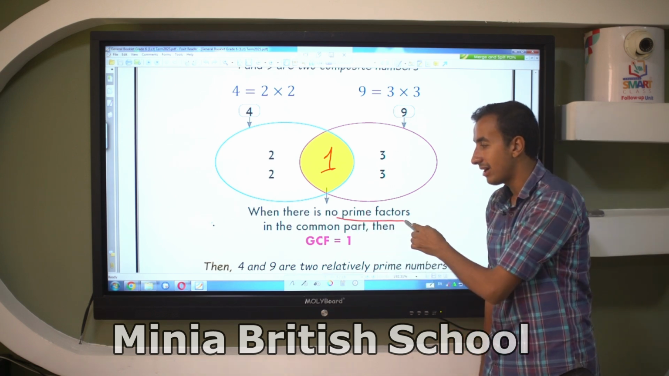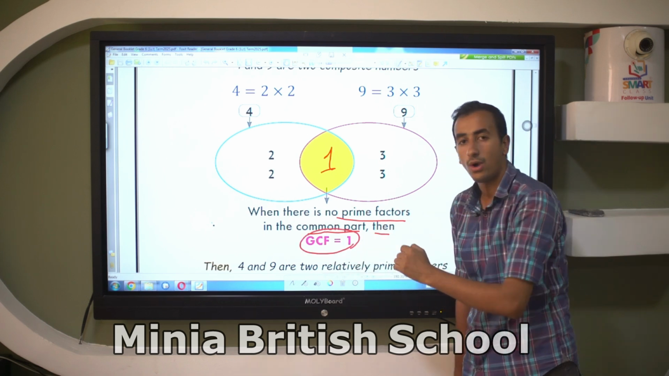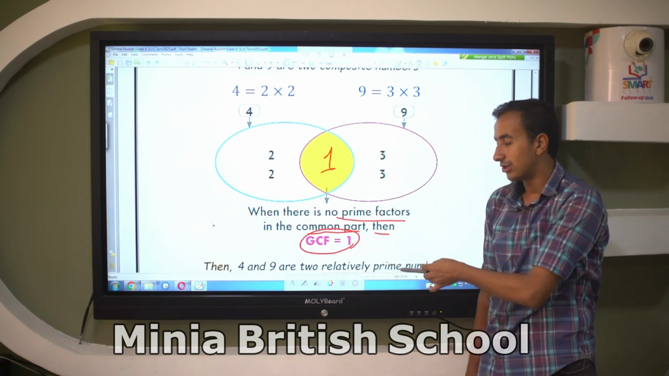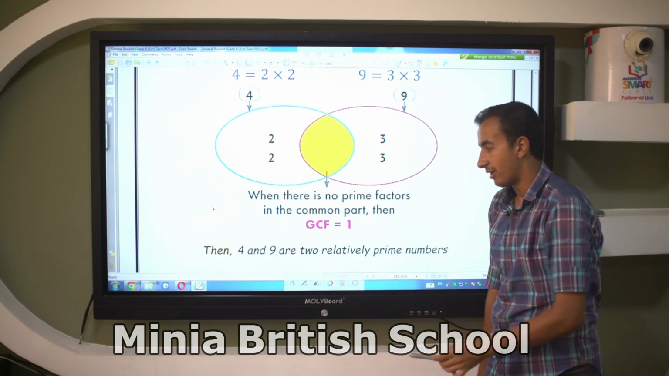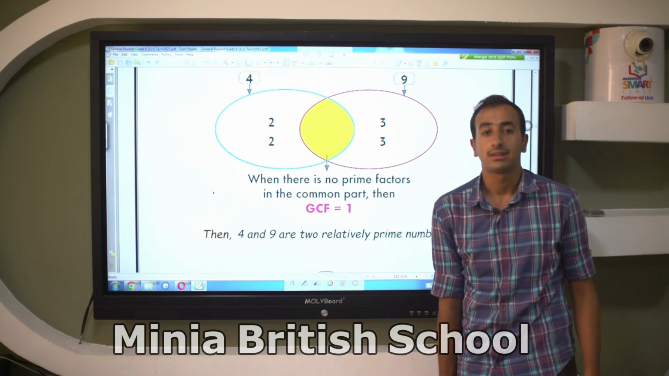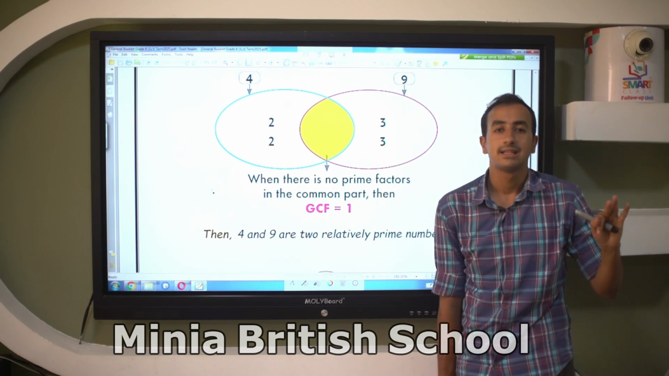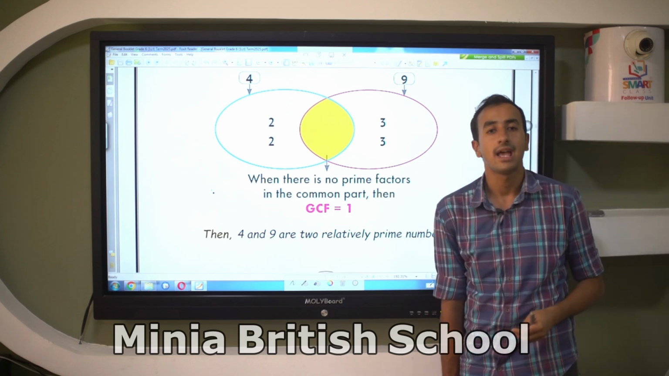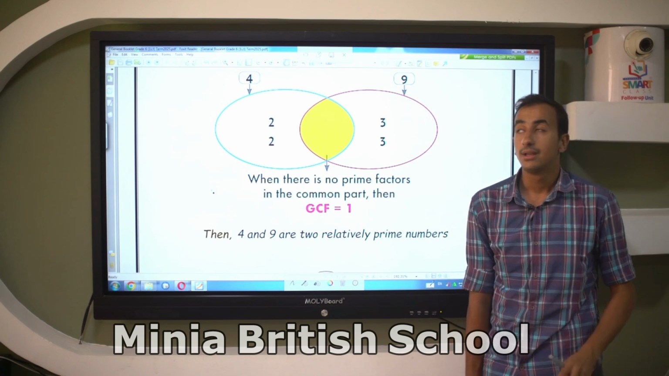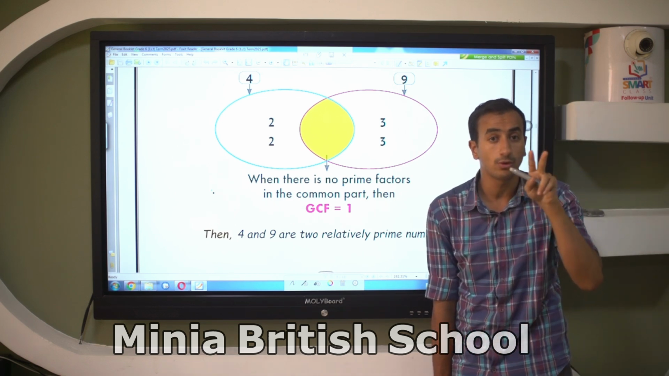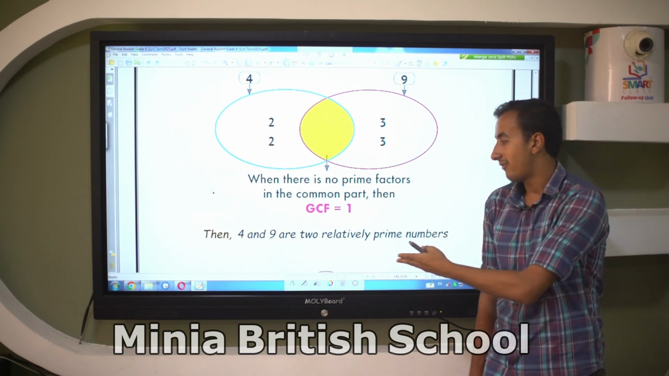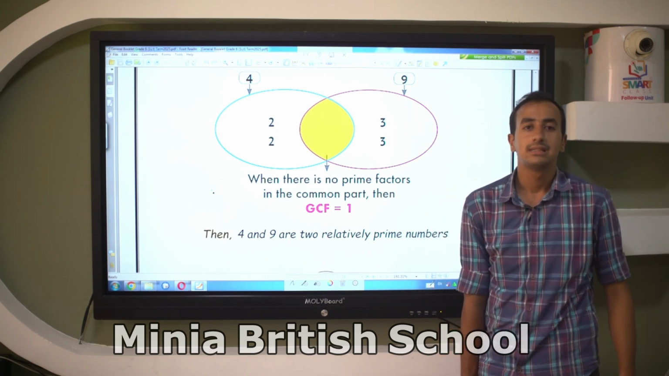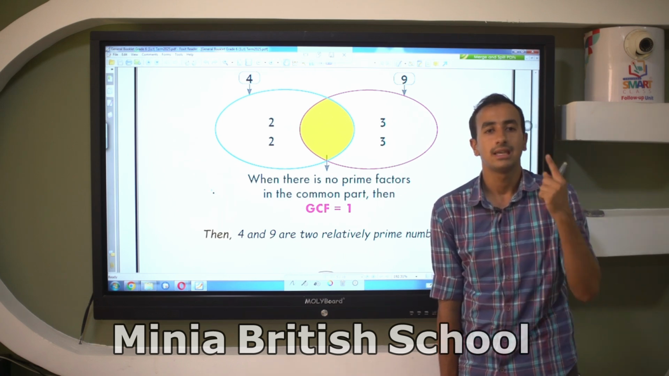So when there is no prime factor in the common part, then the GCF equals 1. So 4 and 9 are two relatively prime numbers. But 4 is a composite number because it has 3 factors, 1, 2 and 4. 9 is a composite number also because it has 3 factors, 1, 3 and 9. But 4 and 9 with respect to each other are relatively prime numbers. So we can define relatively prime numbers as any numbers whose common factor is equal to 1.